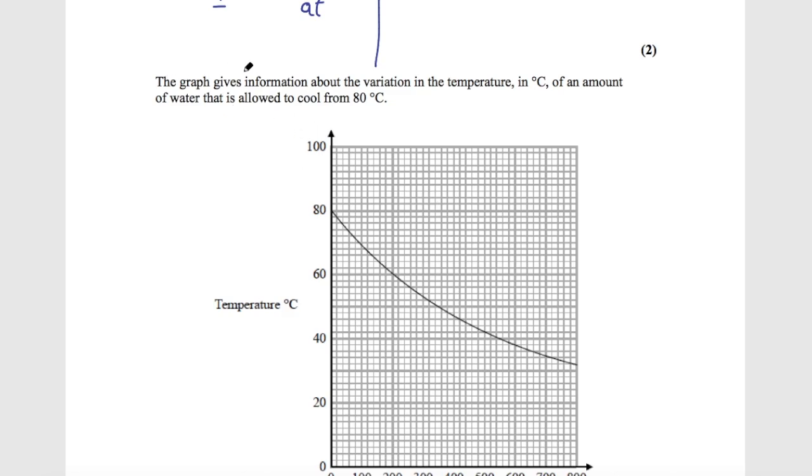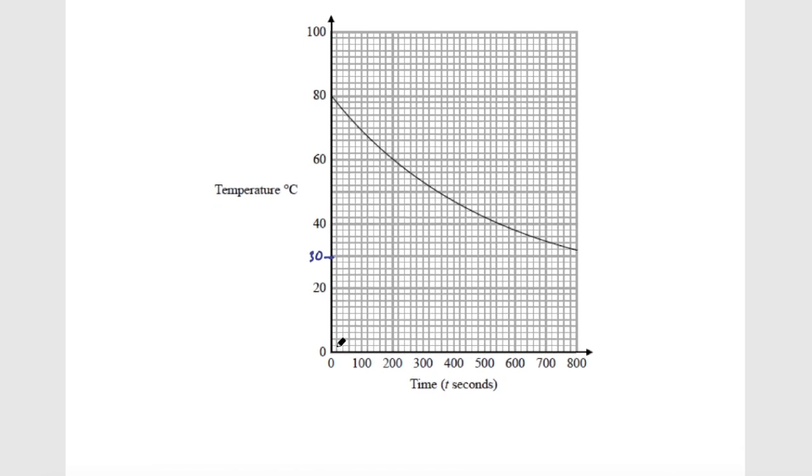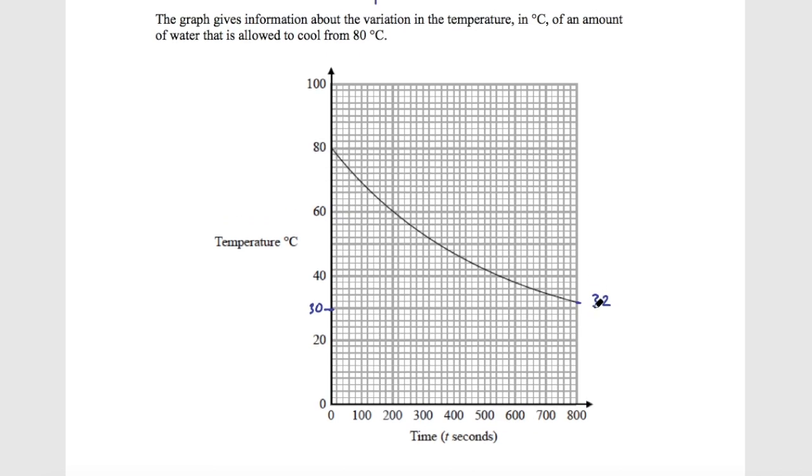Second part of this question says the graph gives information about the variation in the temperature in degrees of an amount of water that is allowed to cool from 80 degrees centigrade. Okay, so it started at 80 degrees and it's cooled down. What's it cooled down to? So if this is 20, that must be 30 there. And what are we going up by? We're going up by 2, 4, 6. So each line is 2 degrees. So this temperature here must be 32. So it's cooled down from 80 to 32 degrees.